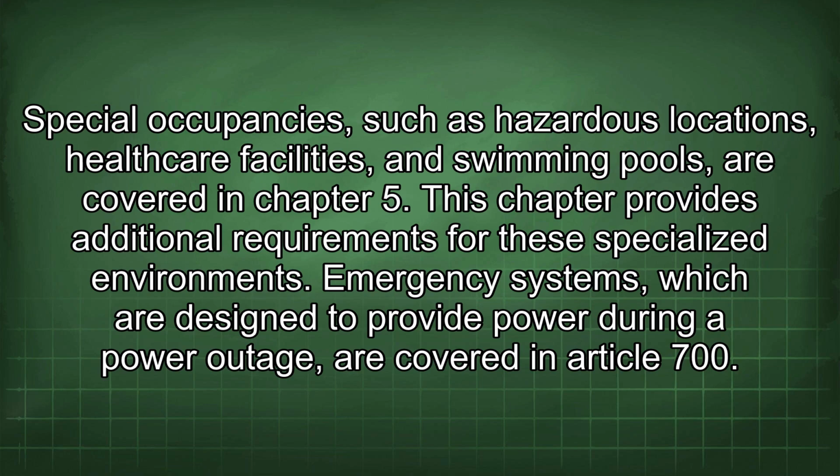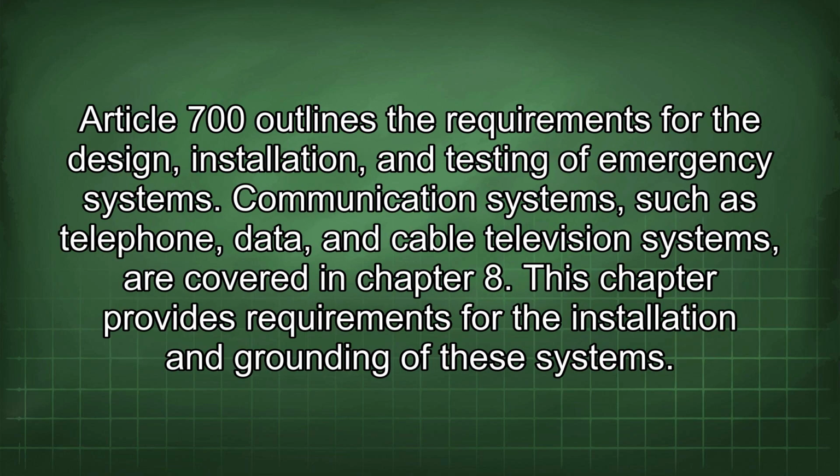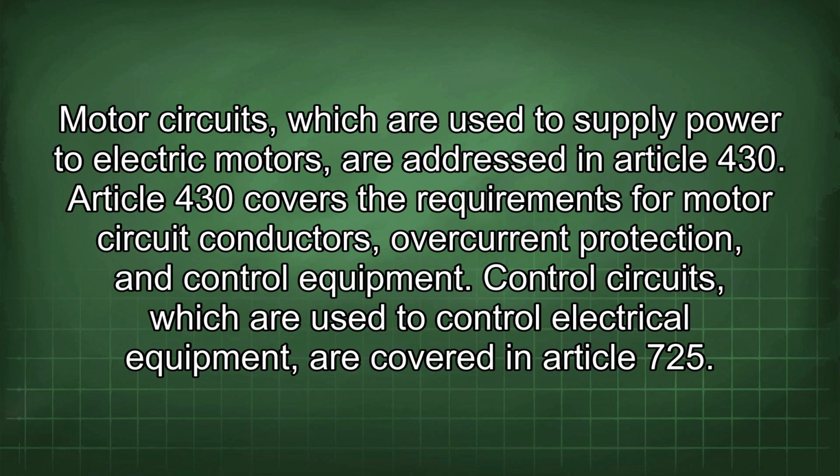Emergency systems, which are designed to provide power during a power outage, are covered in Article 700. Article 700 outlines the requirements for the design, installation, and testing of emergency systems. Communication systems such as telephone, data, and cable television systems are covered in Chapter 8. This chapter provides requirements for the installation and grounding of these systems. Motor circuits, which are used to supply power to electric motors, are addressed in Article 430. Article 430 covers the requirements for motor circuit conductors, overcurrent protection, and control equipment.